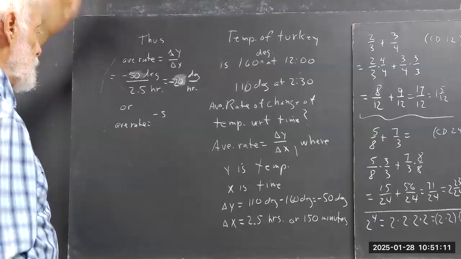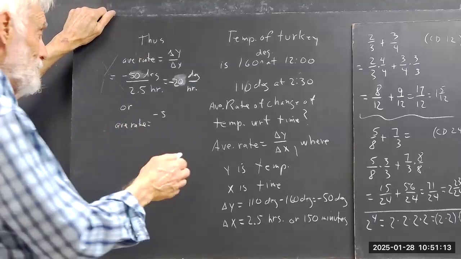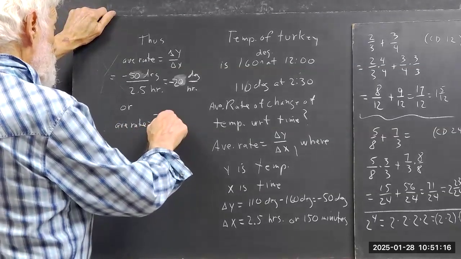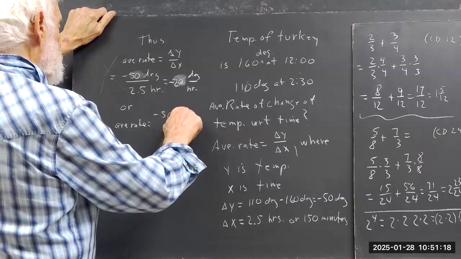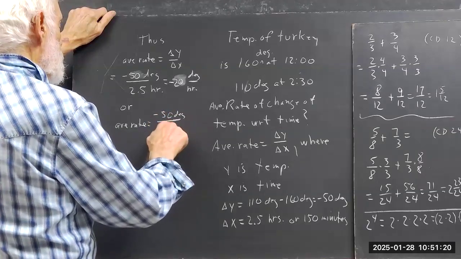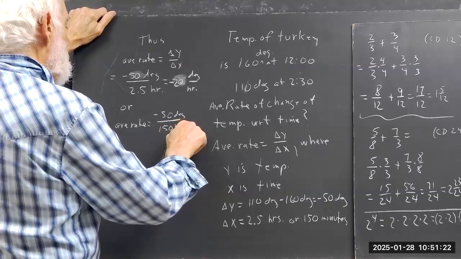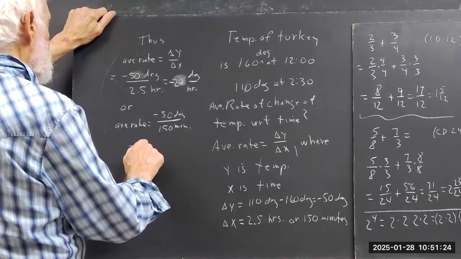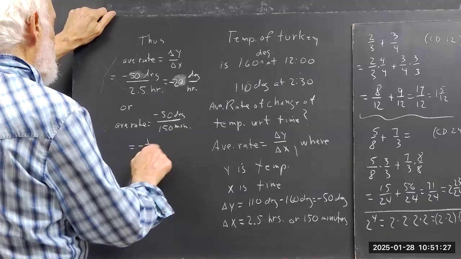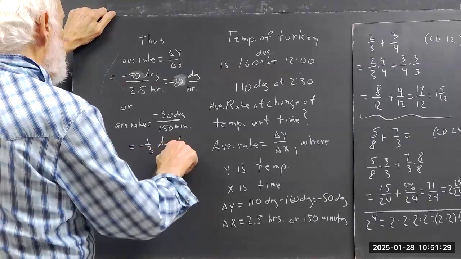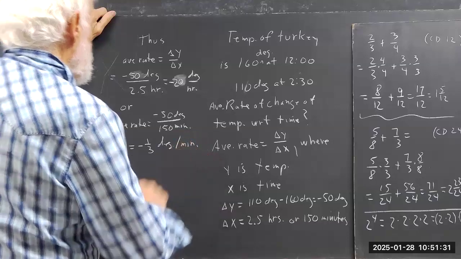I did all kinds of things wrong trying to get this in before time runs out. Okay, so we have negative 50 degrees over 150 minutes, which equals negative 1/3 of a degree per minute.